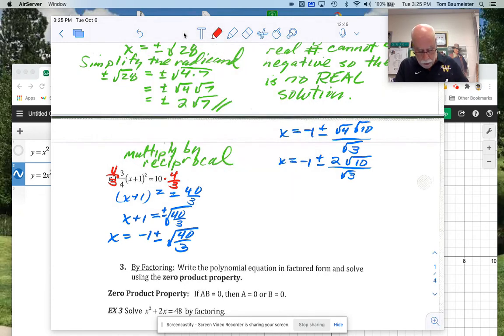But remember, and this is from Algebra 1, and I did look at your textbook to see that you do have this. So remember, you can't have a radical in the denominator.